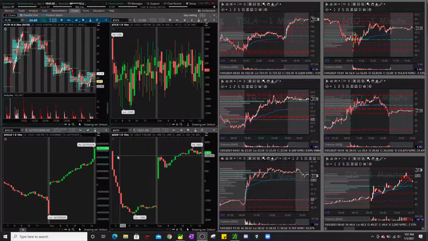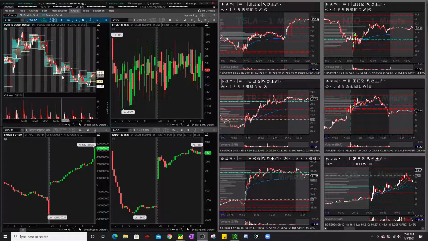So VOLD is up or down volume. As you can see, volume was pretty much going up. It's a very good indicator. TICK is another one, a popular number of stocks rising or falling. I'm using 15-minute charts on all of them.